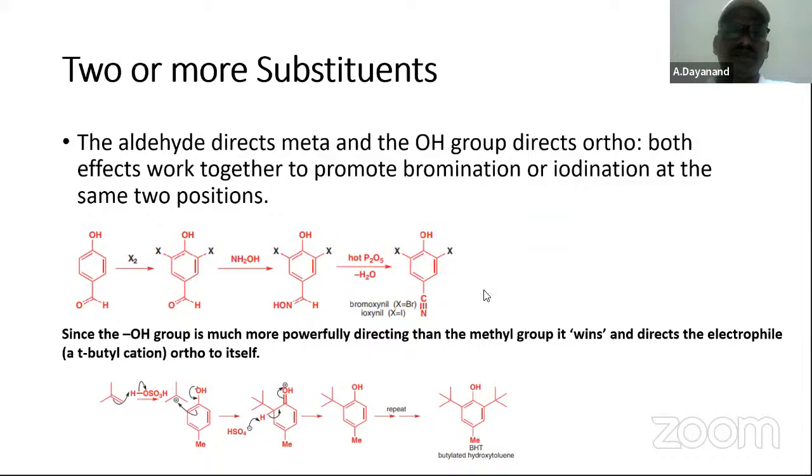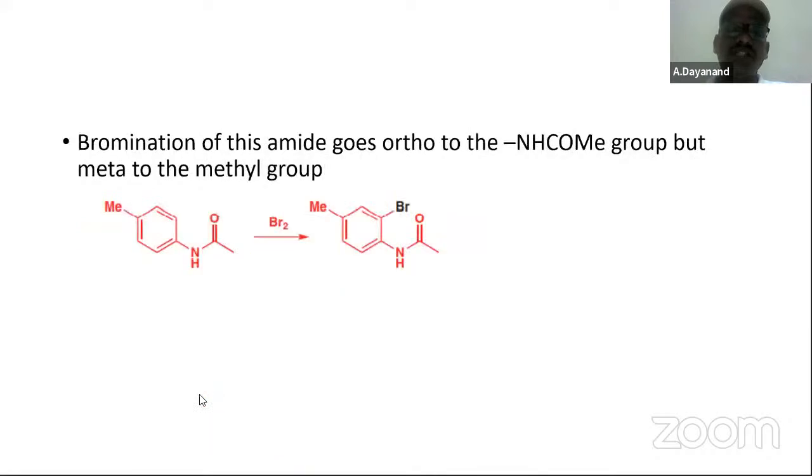Here we have methyl and OH. Here OH is ortho to this position, and the methyl is ortho to that position. OH is going to win because it is strong. The ortho-para directing and activating nature is more powerful for the OH group than for the methyl group. Bromination of this amide goes ortho to the amide, but meta to the methyl group. Here this is the amide, this is the methyl.